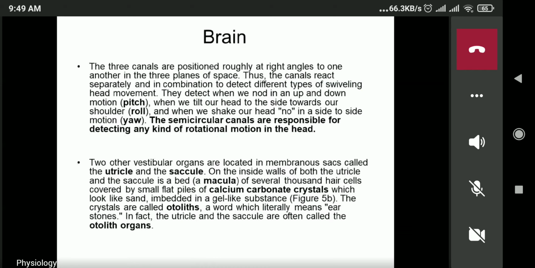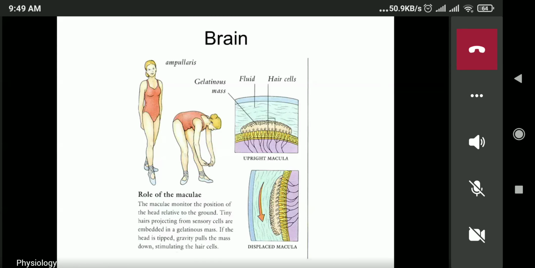So the same thing is written here. The three canals are positioned roughly at right angles to one another in the three planes of space. Thus, the canals react separately and in combination to detect different types of swiveling head movement. They are detected when we nod in an up and down motion, that is called pitch. When we tilt our head side to side. Okay, I'll come later to this.